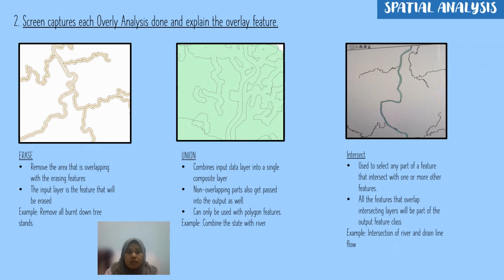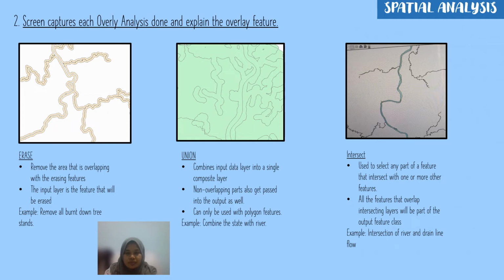The next feature is union. It combines input data layers into a single composite layer. Non-overlapping parts also get passed into the output as well. It can only be used with polygon features. For example, combine the state with river.